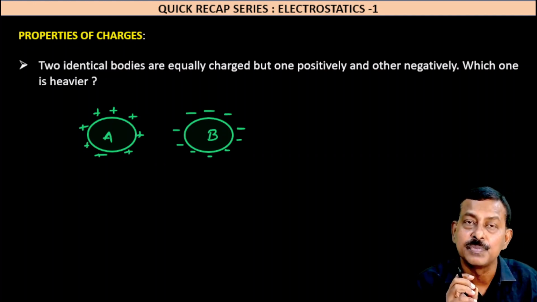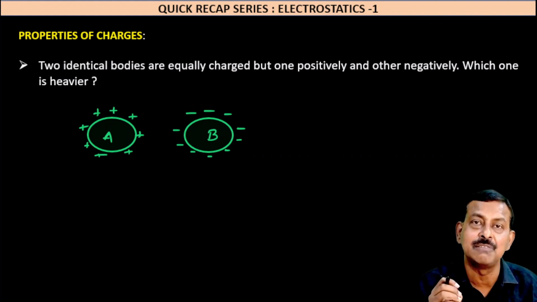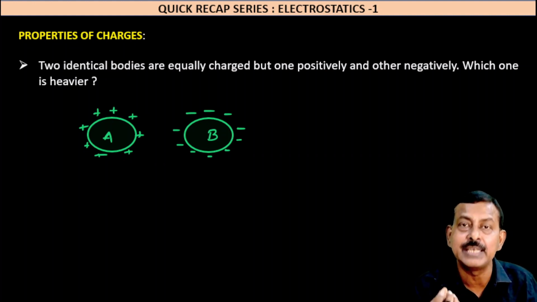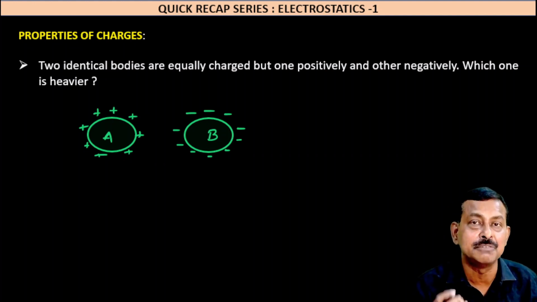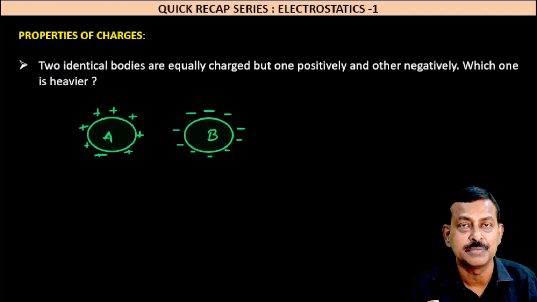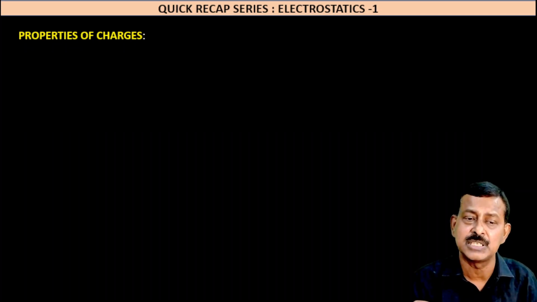So the body which is positively charged simply means it has lost electrons. And the body which is negatively charged means it has gained electrons. Obviously, a negatively charged body will be heavier than a positively charged body. These were some of the conceptual type questions on properties of charges.